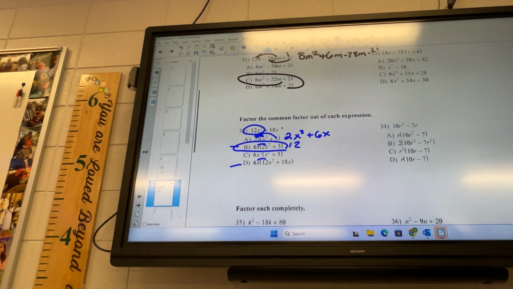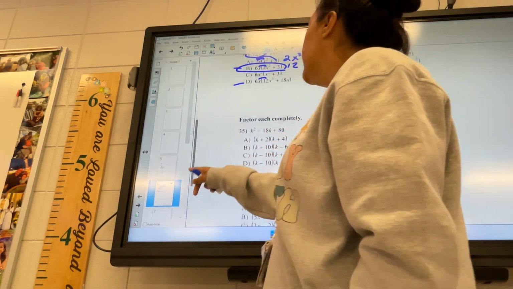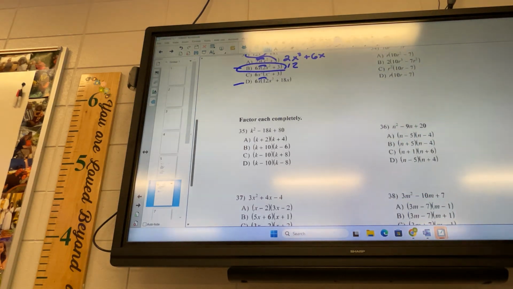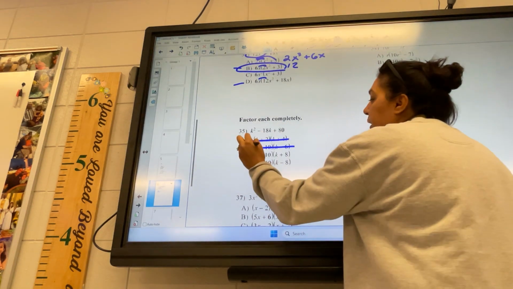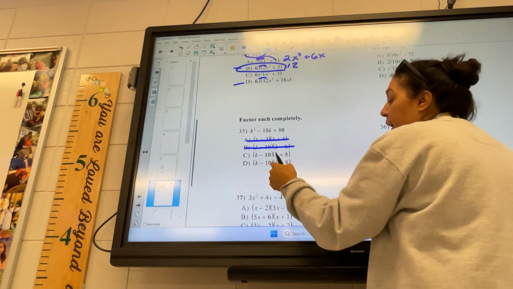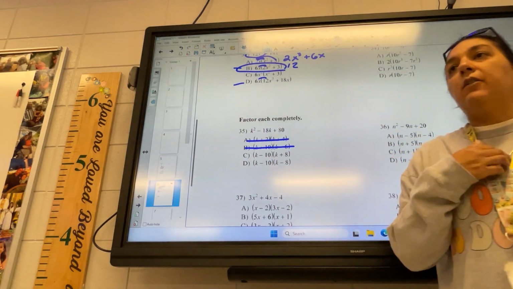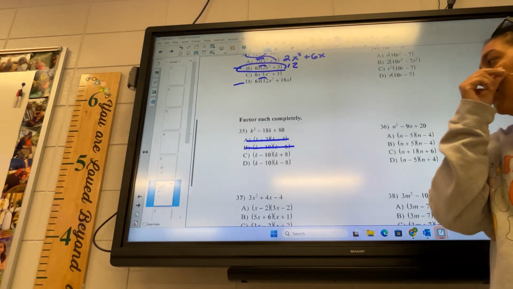Okay, 35. The two numbers that we use have to multiply to 80 and add to 18. So does 2 times 4 multiply to 80? No. So we know it's not this one. 6 times 10? No. 10 times 8? Yeah, 10 times 8. Okay, so now it's a matter of I need a negative 18. How can I get a negative 18? A plus minus?